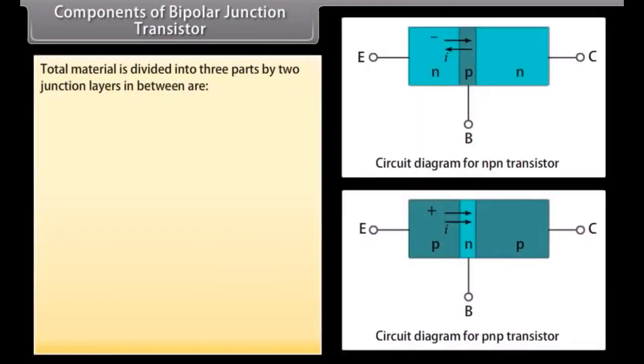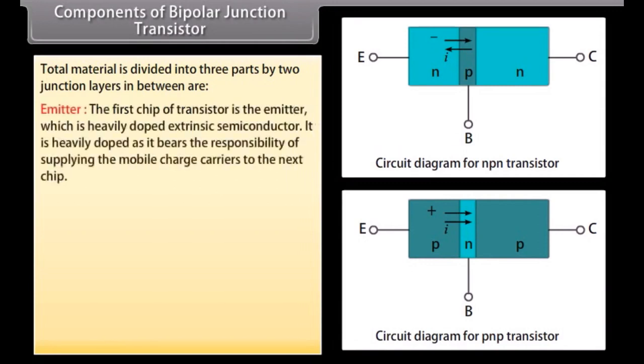Components of bipolar junction transistor. The total material is divided into three parts by two junction layers in between: emitter, base and collector. The first chip of the transistor is the emitter, which is a heavily doped extrinsic semiconductor. It is heavily doped as it bears the responsibility of supplying the mobile charge carriers to the next chip.